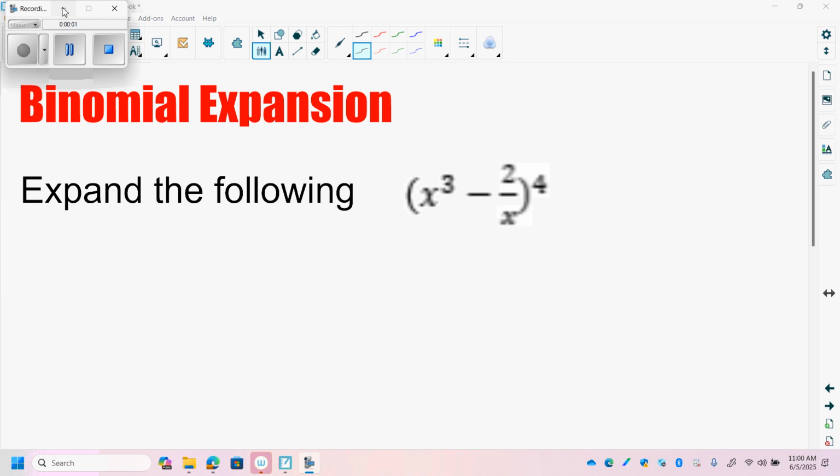Here we go. Binomial expansion. Expand the following. So we have the binomial x cubed minus 2 divided by x, to the power of 4. We want to use the binomial theorem.